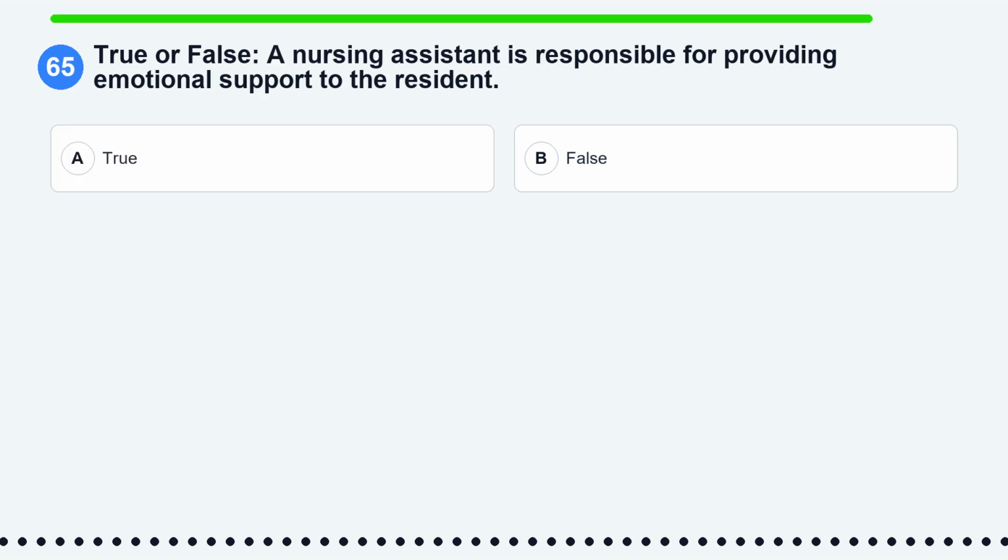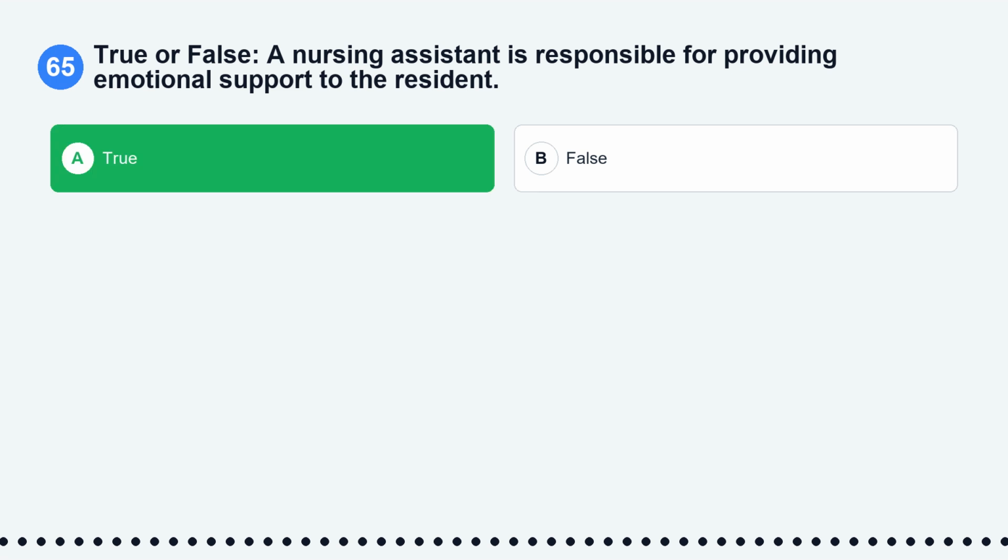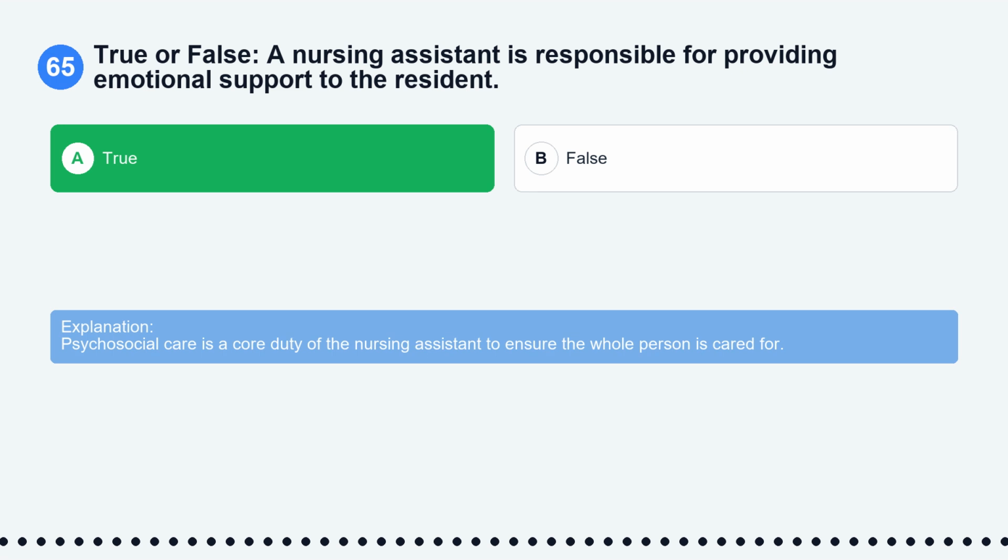Question 65. True or false, a nursing assistant is responsible for providing emotional support to the resident? Option A, true. Option B, false. The correct answer is option A, true. Psychosocial care is a core duty of the nursing assistant to ensure the whole person is cared for.